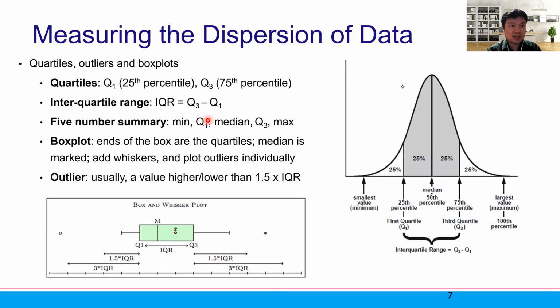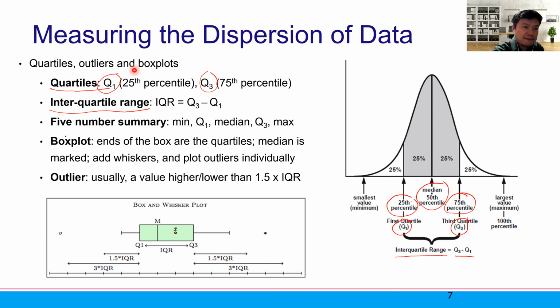In order to understand the dispersion of data, we have some measures. We have the quartiles, Q1 and Q3. As you know from statistics, the median is the 50th percentile, the 25th percentile refers to Q1, and the 75th percentile refers to Q3. And we have the interquartile range, which means Q3 minus Q1.